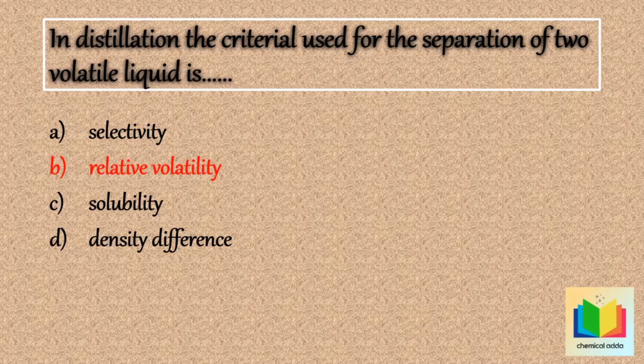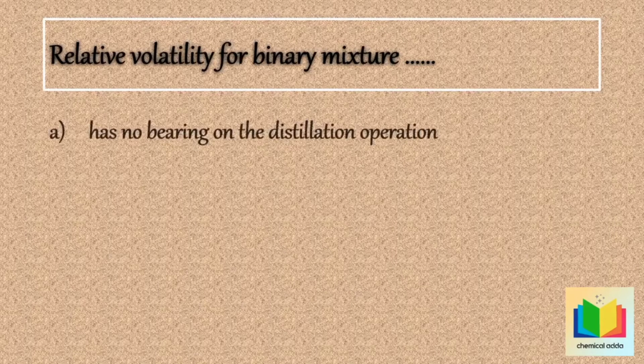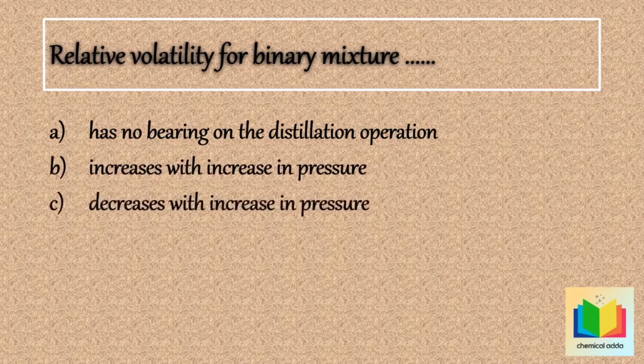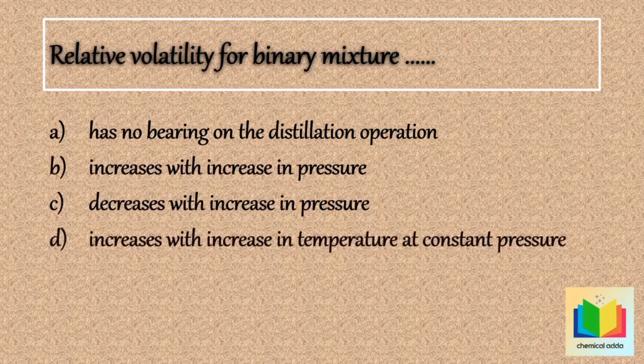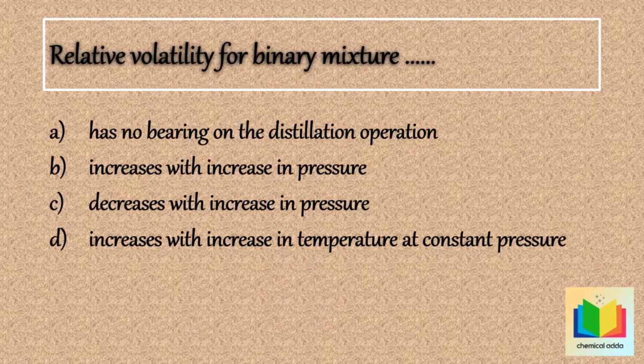Now, next question is, relative volatility for binary mixture. Options are Option A, has no bearing on the distillation operation. Option B, increases with increase in pressure. Option C, decreases with an increase in pressure. Option D, increases with increase in temperature at constant pressure. So answer is Option C, decreases with an increase in pressure.